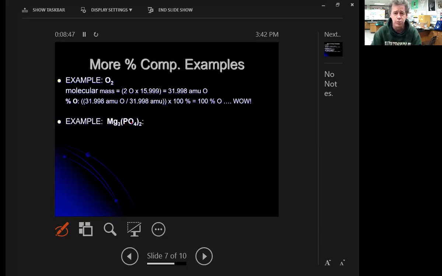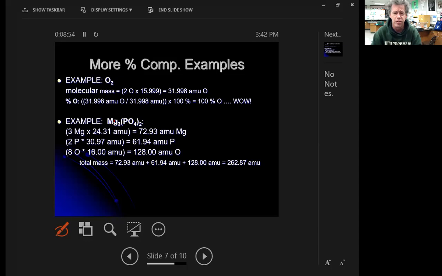But you might have something more complex, like Mg3(PO4)2. Here, notice there are 3 magnesiums at 24.31 AMUs each. There are 2 phosphorus atoms at 30.97 AMUs each, or 61.94 AMUs for the phosphorus. And then the oxygen part of the phosphate is 4 times 2, or 8 oxygens. So 8 times 16.00 is 128.